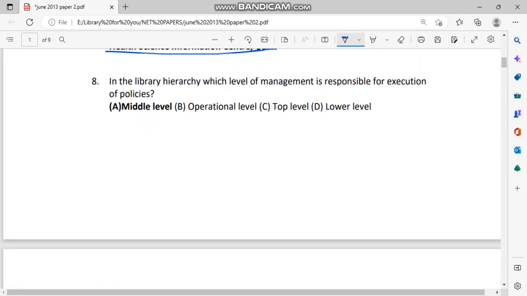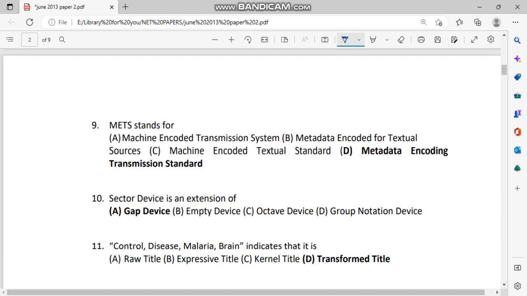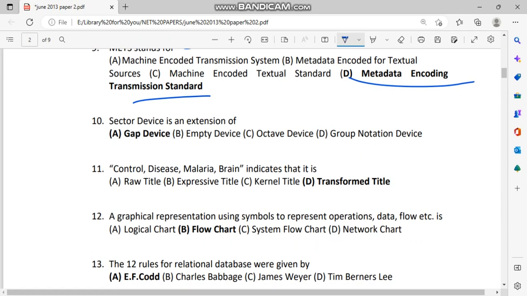In the library hierarchy, which level of management is responsible for execution of the policy? That is middle level. METS stands for the Metadata Encoding Transmission Standard. Sector device is an extension of the gap devices. Control disease malaria brain indicates that it is a transport title.